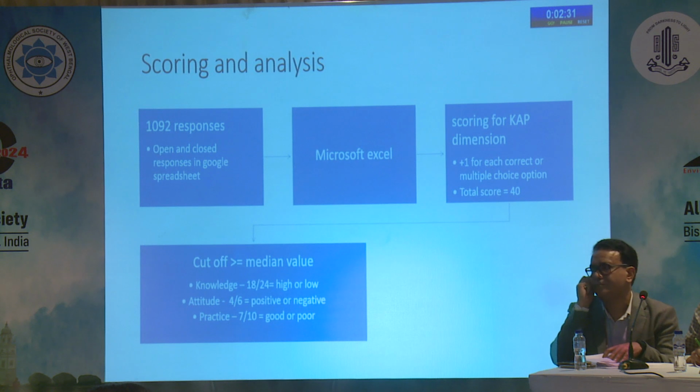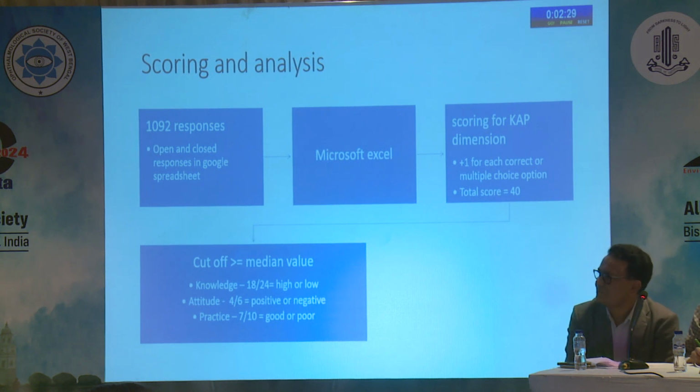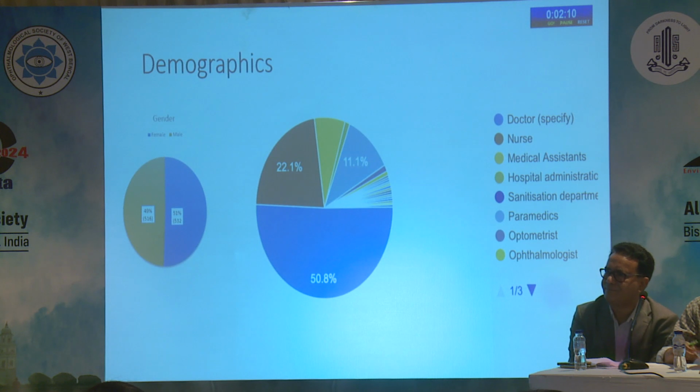For scoring, we gave +1 for each correct answer of the multiple choice, and a total score of 40 was taken. The cutoff for every knowledge, attitude, and practice was taken as more than the median value. So if the knowledge score was more than 18 out of 24, it was graded as high knowledge; for attitude, more than 4 out of 6 was positive; and for practice, 7 out of 10 was good. Regarding demographic details, the male and female respondents were similar in number.